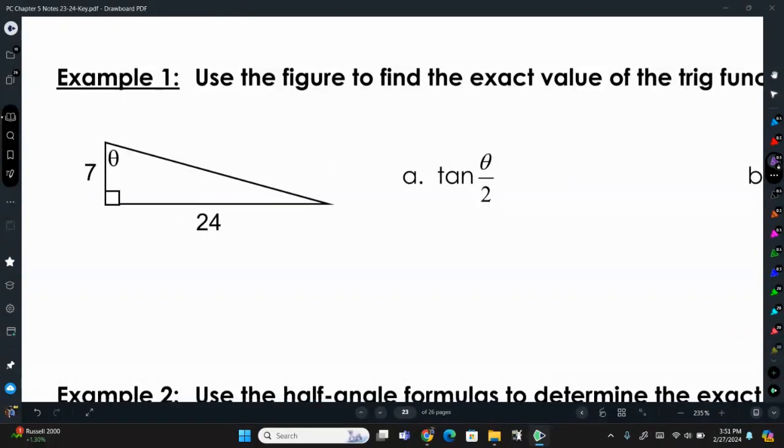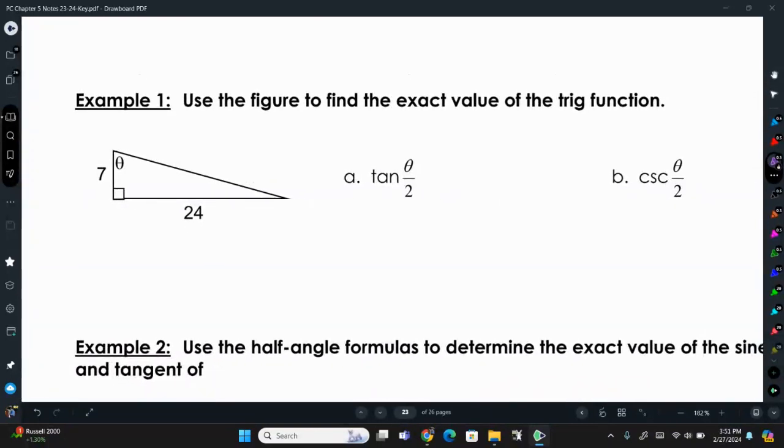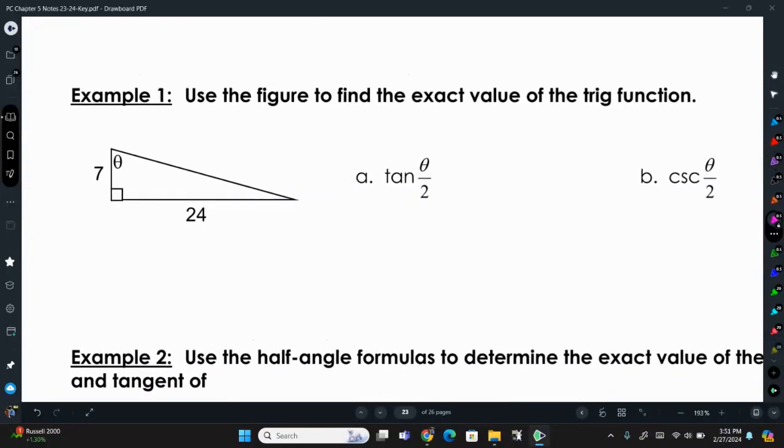So what we'll do is find the exact values of the trig functions using our half angle formulas. So 7 squared plus 24 squared equals c squared. Well, this is a Pythagorean triple, but you get 625 equals c squared. So 25 is equal to c. So now we can calculate the sine, cosine, and tangent of our angle since we have the sides.